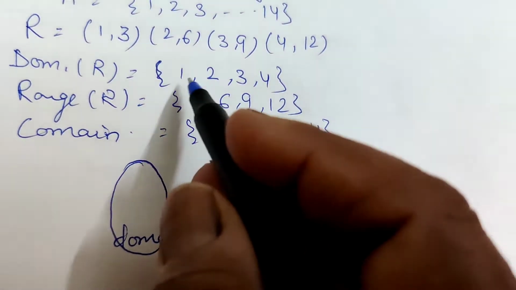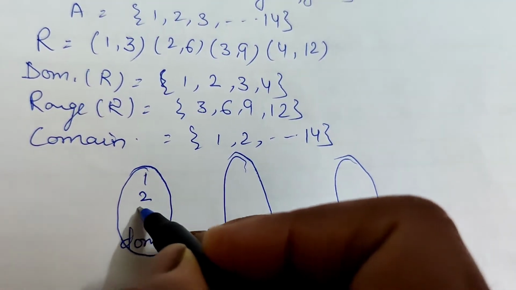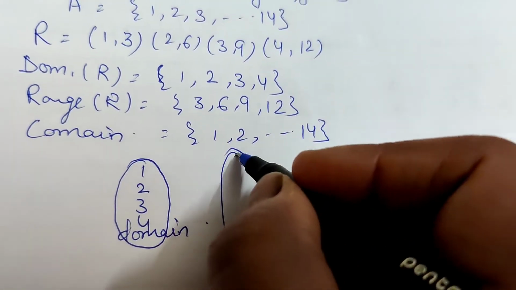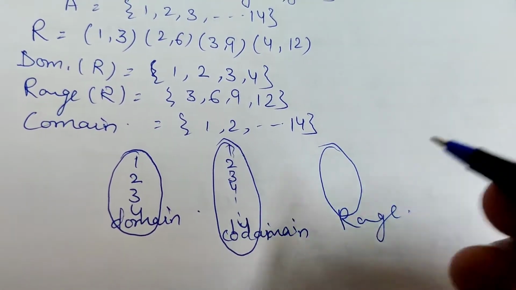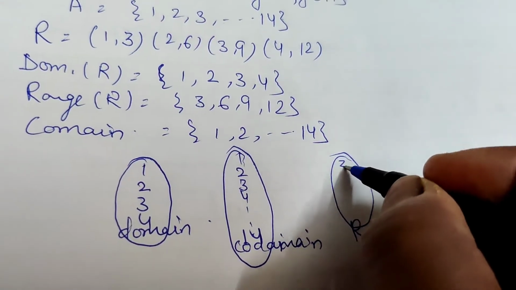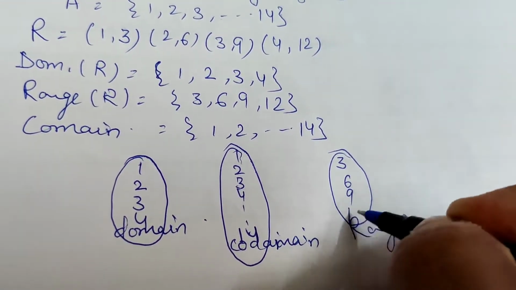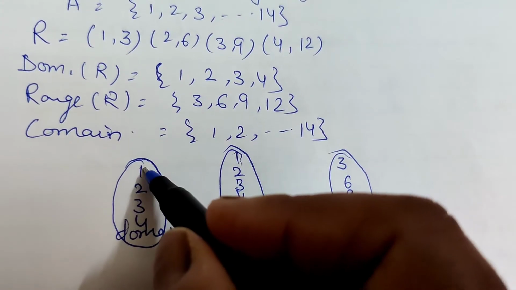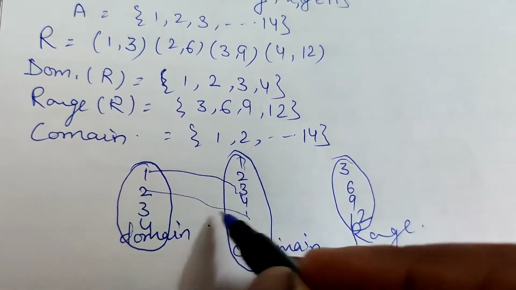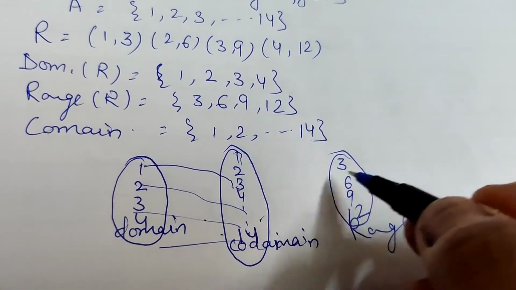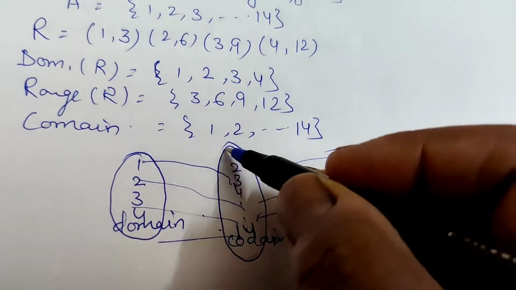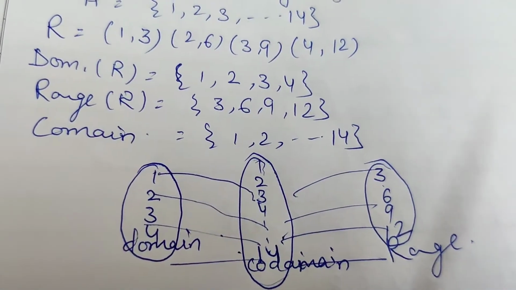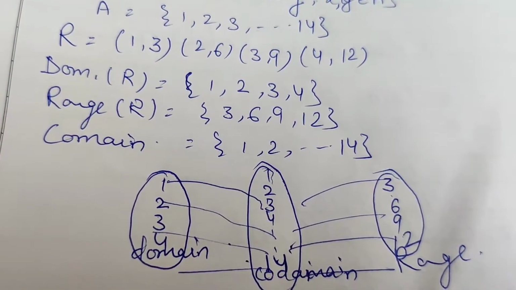Suppose the domain is 1, 2, 3, 4. Codomain 1, 2, 3, 4 up to 14. And the range is only 3, 6, 9, 12. 1 is related to 3, 2 related to 6 and so on. These are the range. And codomain is the whole set. Okay. Now question number 2.